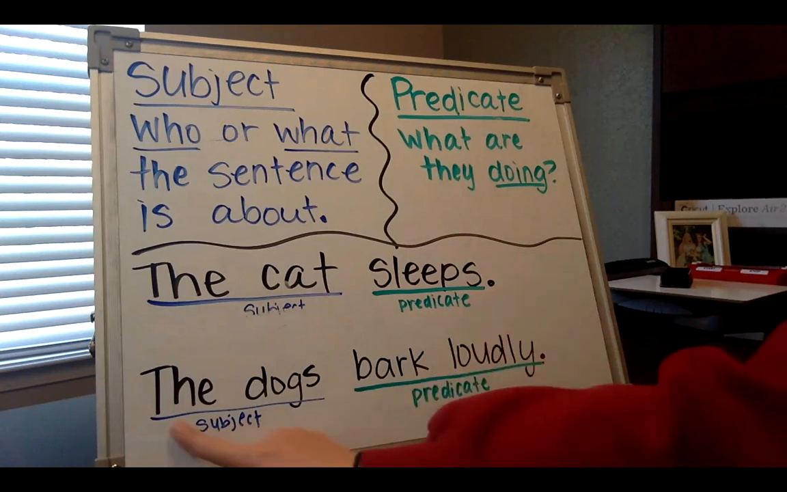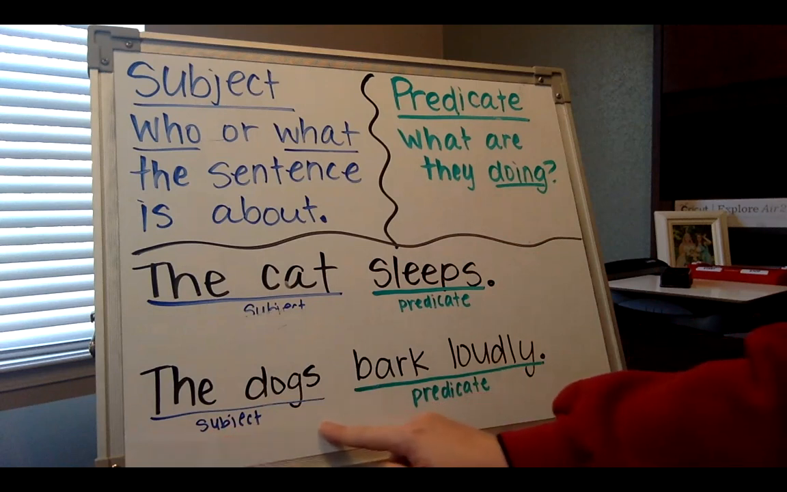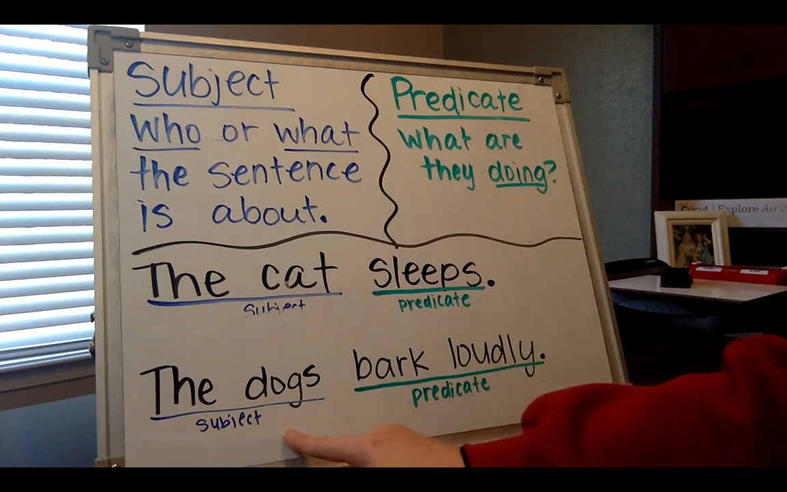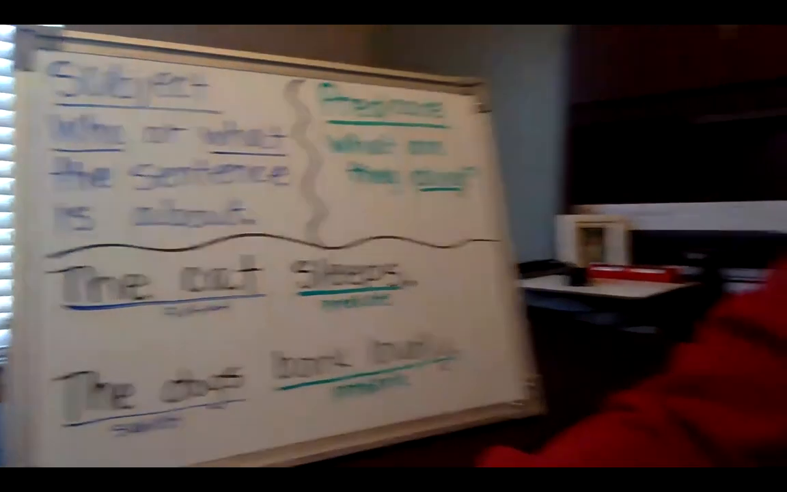Another example, the dogs bark loudly. The subject tells us who our sentence is about, the dogs. The predicate tells us what the dogs are doing. They bark loudly is the predicate. So remember that a good sentence has to have a subject and a predicate in order to be a good sentence. It can't just have one or the other. It has to have both pieces together to make a good sentence.